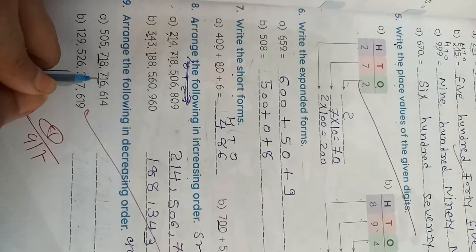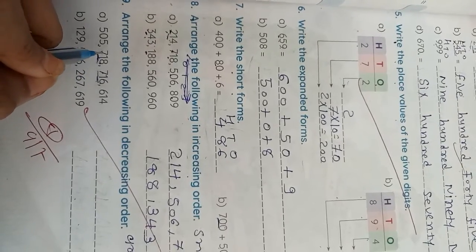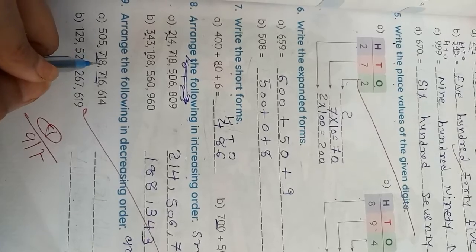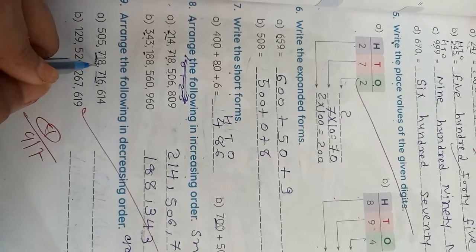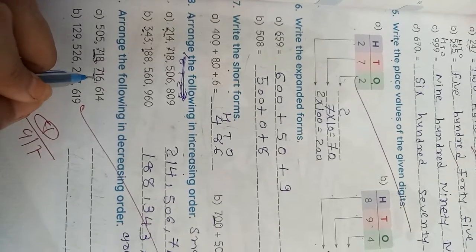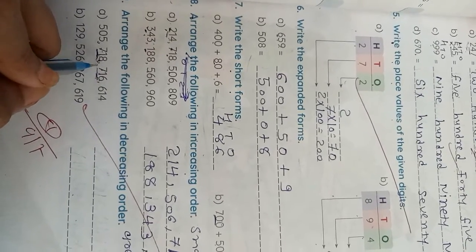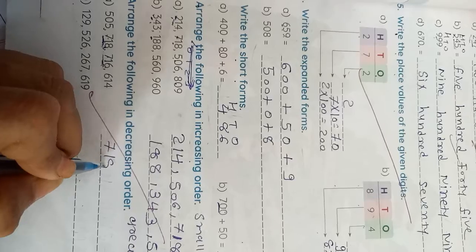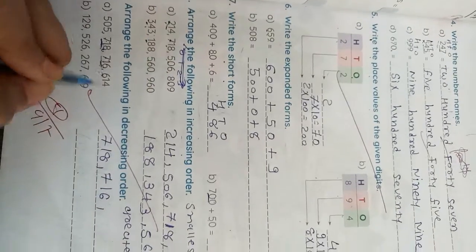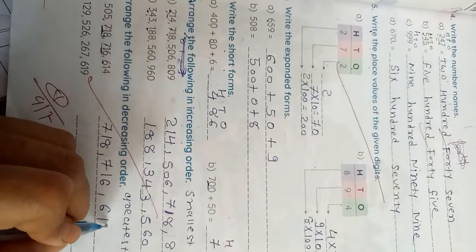If the number of digits is the same and the 100 place and the 10th digit are also the same, then you just have to check the ones digit. So here at the one place 8 and here at the one place 6. So 8 is greater than 6. So write down 780, then 716, then after 7 comes 640.